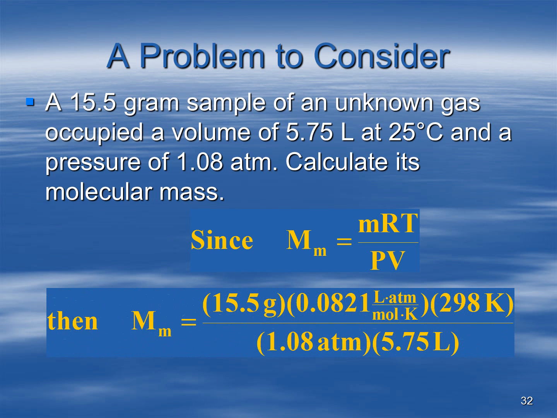So you plug those numbers in. All your units should cancel. Atmospheres cancel, liters cancel, Kelvin cancel. You'll end up with units of grams divided by moles. So our unknown gas has a molecular weight of 61.1 grams per mole.